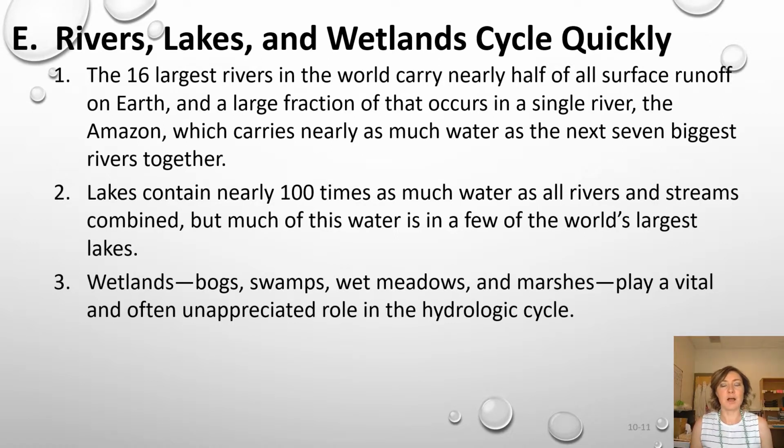Lakes contain nearly 100 times as much water as all rivers and streams combined, but a lot of the water is only in a few of the world's largest lakes, such as the Great Lakes here in North America and the Great Rift Lakes of Africa. So while there's a lot of water in there, the distribution of these lakes is very select. They're only in a couple of places. Rounding us out for surface water would be wetlands, bogs, swamps, wet meadows, and marshes. Typically, these are really vital for an environment, but they go underappreciated or unappreciated at all when we talk about the hydrologic cycle.